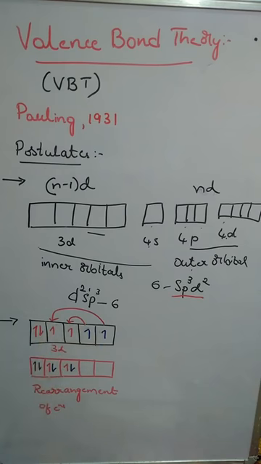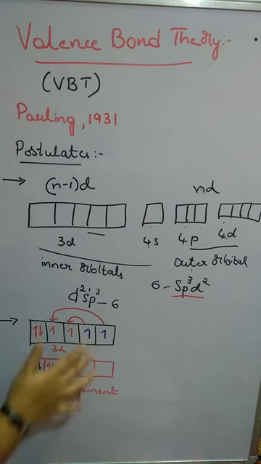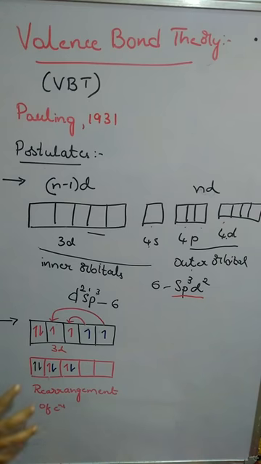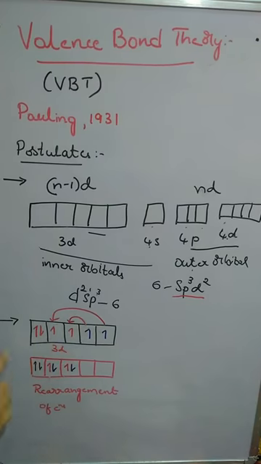Why it is undergoing a rearrangement is what I will study next. When the ligand approaches the metal, few ligands have the capacity to shift these electrons. Because of the influence of those ligands, the shifting of electrons will take place and the electrons get rearranged in this manner, making the inner d orbitals vacant.